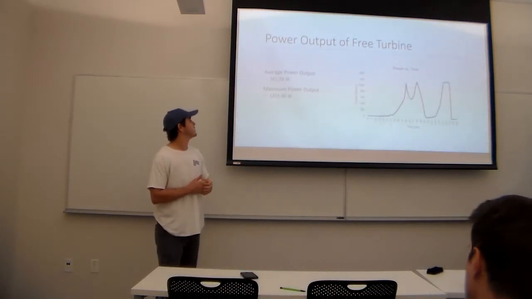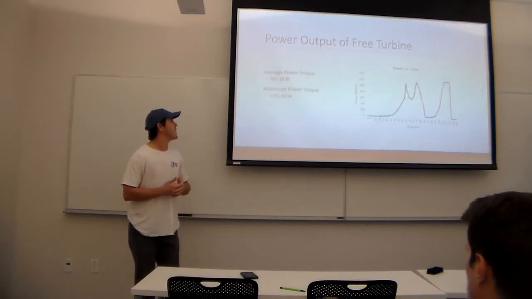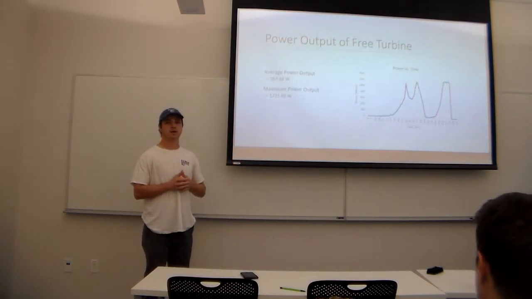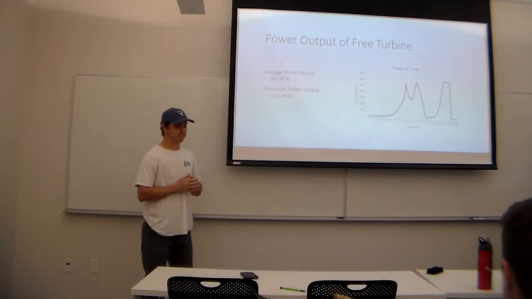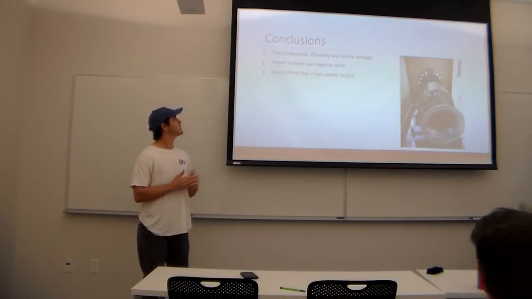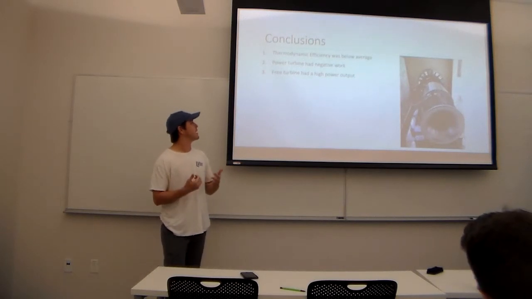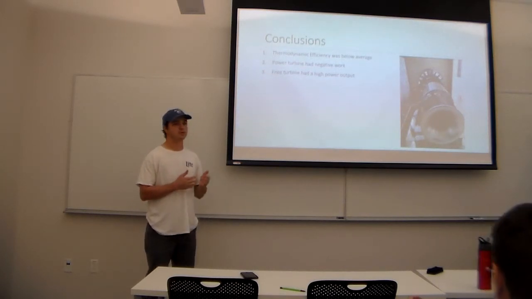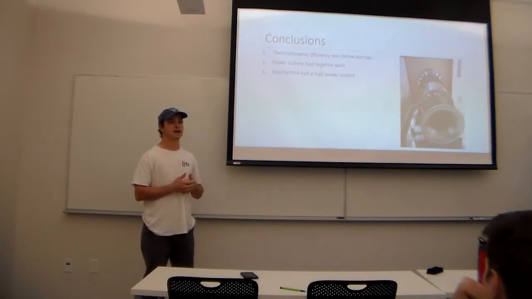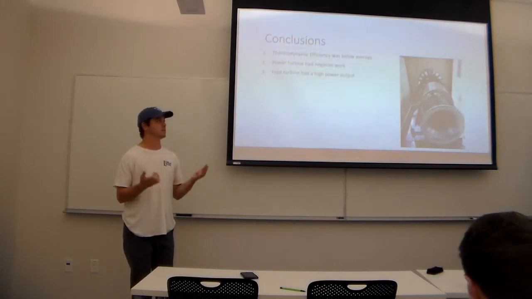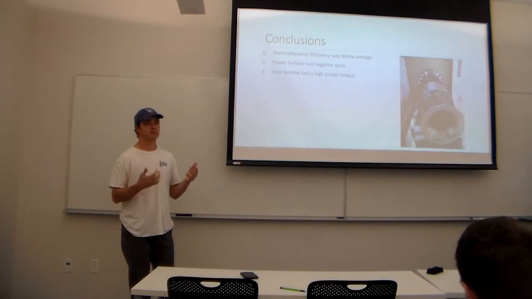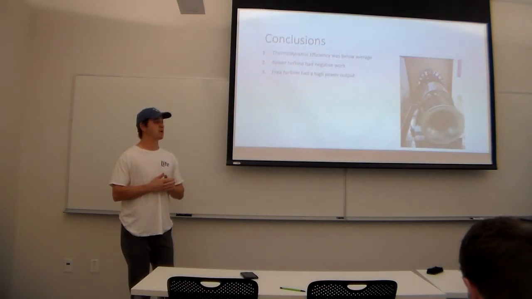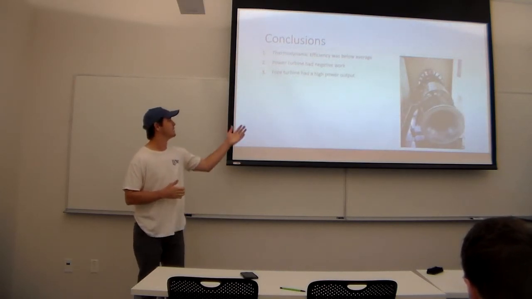So this is our average power output and maximum power output of the free turbine, which was very high, which is very good for the system. And in conclusion, the thermodynamic efficiency was below average, mainly due to the system parameters not being set up to output the power. The power turbine had negative work because it had to power a lot of different components, and the free turbine had a high power output.